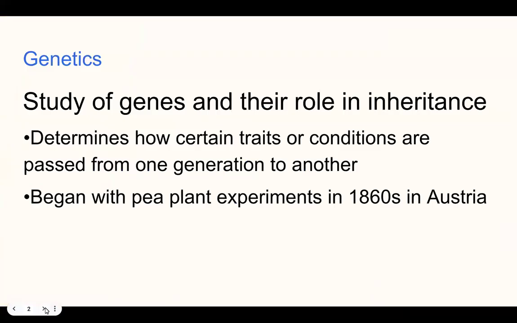Genetics is the study of genes and pretty much their role in inheritance. It determines how many certain traits or conditions are passed from one generation to another. It began with a pea plant experiment in the 1960s in Austria. A monk named Gregor Mendel discovered how traits are transmitted from parent to offspring while experimenting with pea plants. And this is what led to the study of genetics. Just a little fun fact.